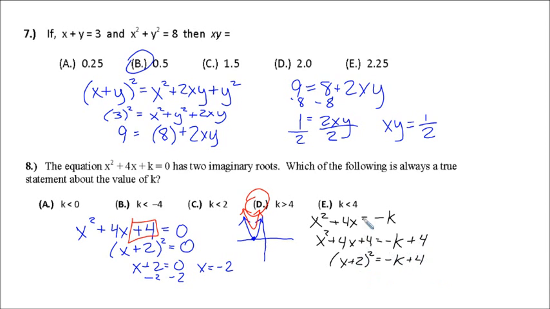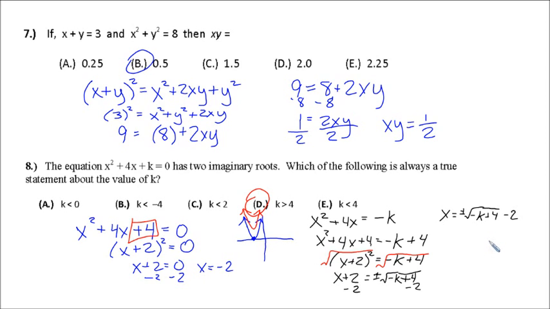Taking the square root of both sides, you end up with x plus 2 equals positive or negative the square root of negative k plus 4. And you have minus 2 to go ahead and solve it for x. So in other words, x would be equal to the positive or negative, the square root of negative k plus 4, minus 2. Now the minus 2 is a real number. That's the real part of this.